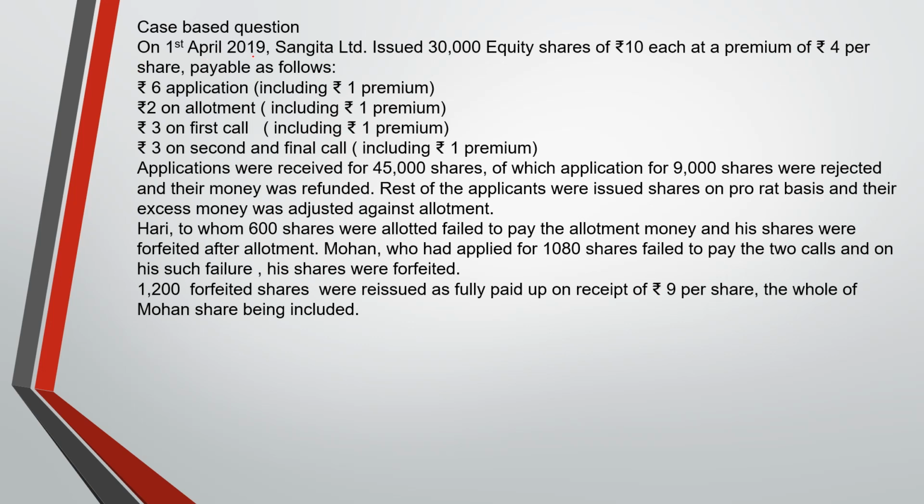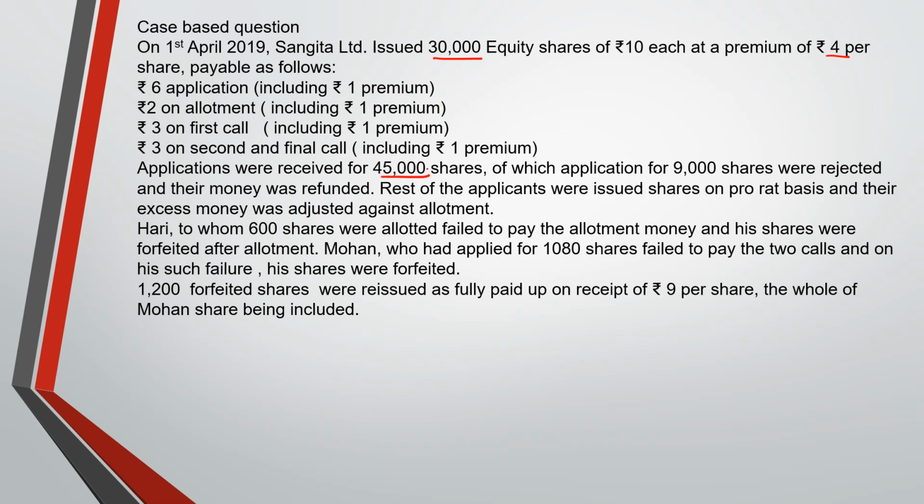On 1st April 2019, Sangeeta Limited issued 30,000 equity shares of 10 each at a premium of 4 rupees per share, payable as follows. 6 rupees on application including 1 rupee premium, means 5 rupees towards share capital, 1 rupee towards premium. 2 rupees on allotment including 1 rupee premium, 3 on first call including 1 rupee premium, 3 rupees on second and final call including 1 rupee premium. So 4 rupees premium has been split as 1 rupee at each stage.